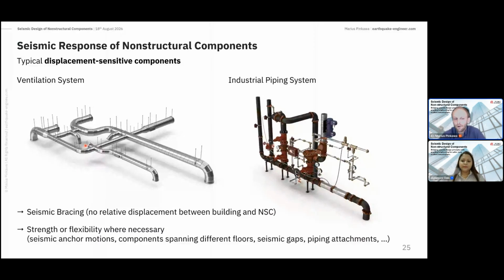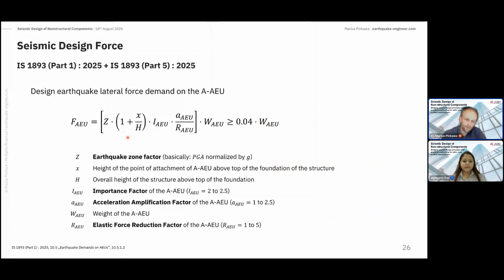So this is the code formula from the Indian code IS 1893. At first, we have, let's simplify it, kind of PGA. This is normalized by G, because here we have the weight of the component. Then we have the height factor. Then we have an importance factor. Okay, we will see this in the next slide.